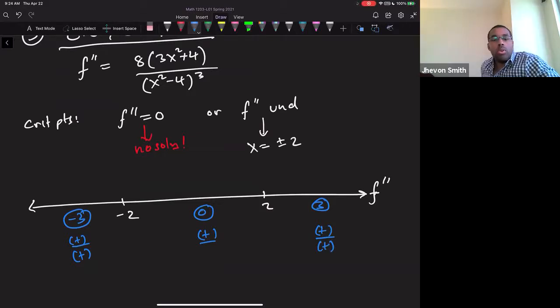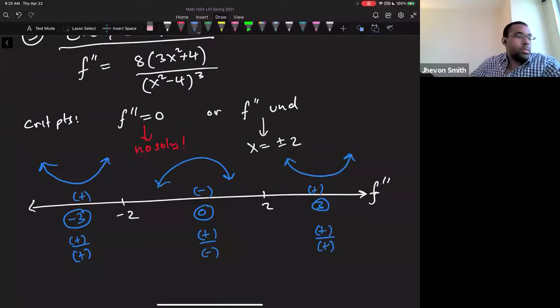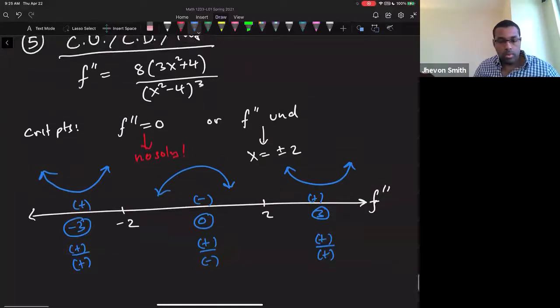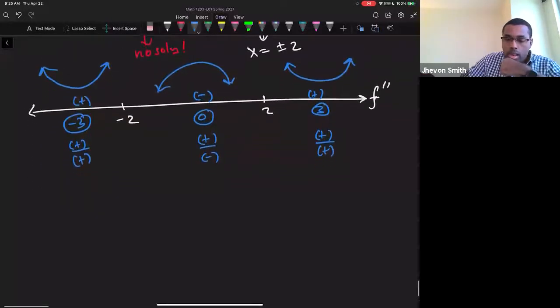Then for 0, if I plug in 0 into that, 0 squared minus 4 is negative. Then I cube it. You cube a negative, you still keep a negative. So this is negative overall. This is positive overall. This is positive overall. And here in the second derivative, that means something else. It means concave up. This means concave down. This means concave up. All right. So from that, do we have any inflection points here?